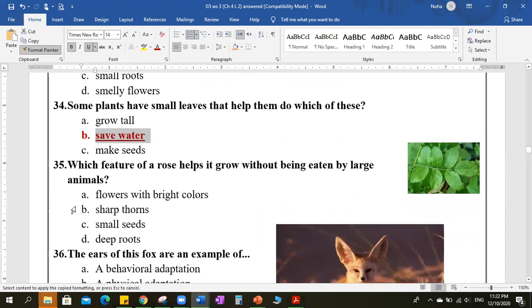Number 35, which feature of a rose helps it grow without being eaten by large animals? Flowers with bright colors, well, bright colors will attract more eaters. Sharp thorns, small seeds, or deep roots. Well, deep roots will help them get water if they're living in a place with not enough water. But sharp thorns will help them be protected by how sharp it is, because now it will hurt the eaters that will try to eat these plants.